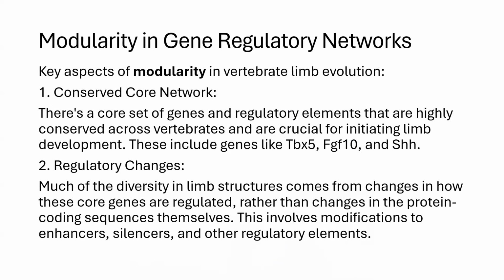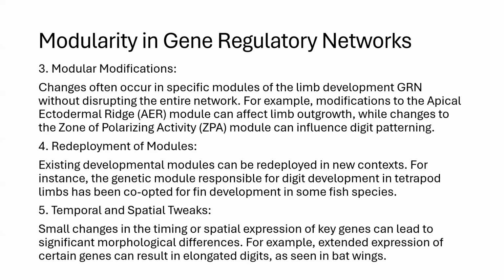So with the conserved core network and then the regulatory changes that we understand, there's also modular modifications that can occur. So specific changes in the GRN can occur without disrupting the entire network. An example would be the apical ectodermal ridge module that can affect limb outgrowth, while changes to the zone of polarizing activity can influence digit patterning. So the degree of refinement, in a way, are like nested sets of control where you can change part of it, but being not a perfect nested set, then there's a degree of autonomy without feedback among the other modules.